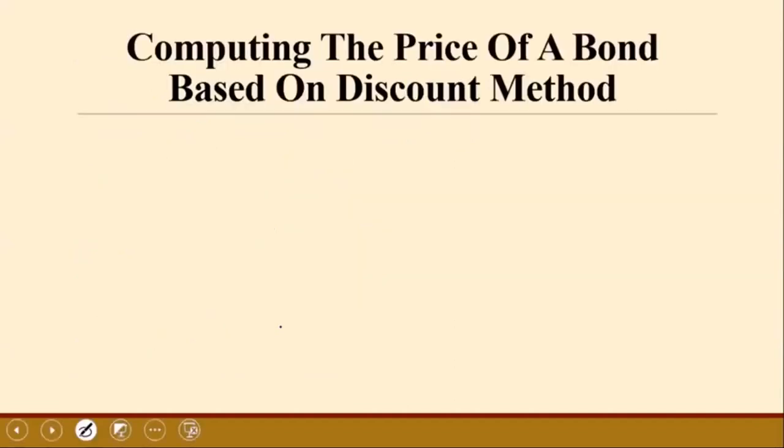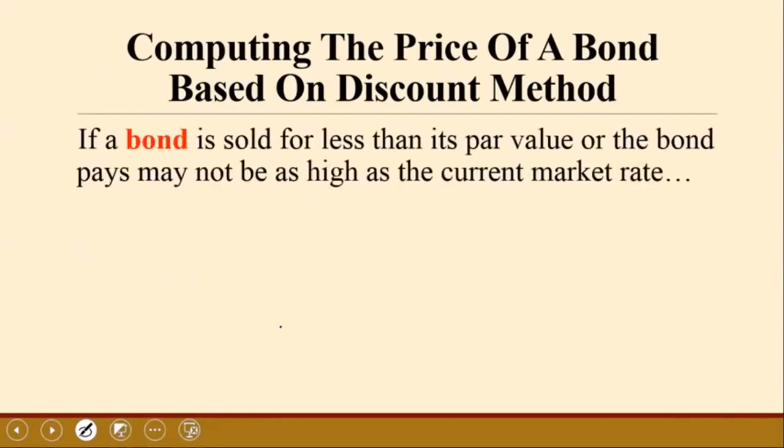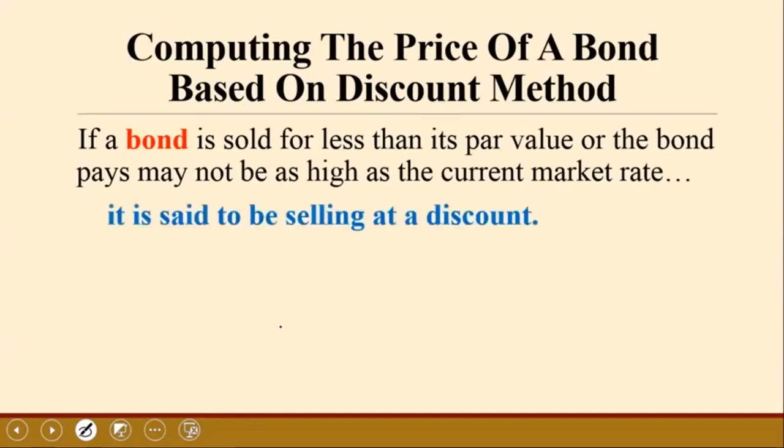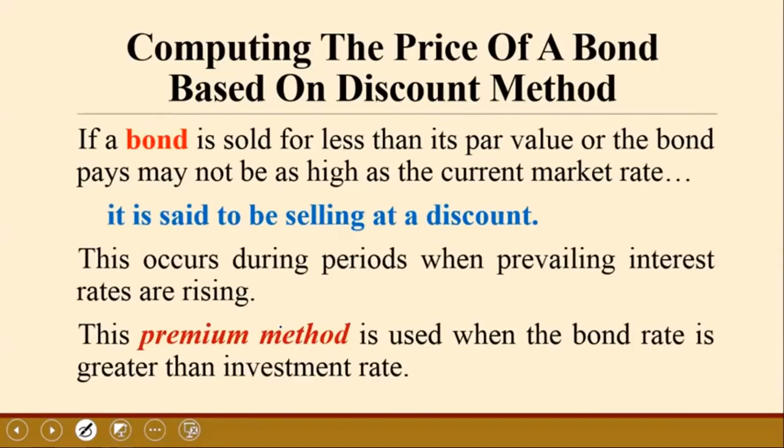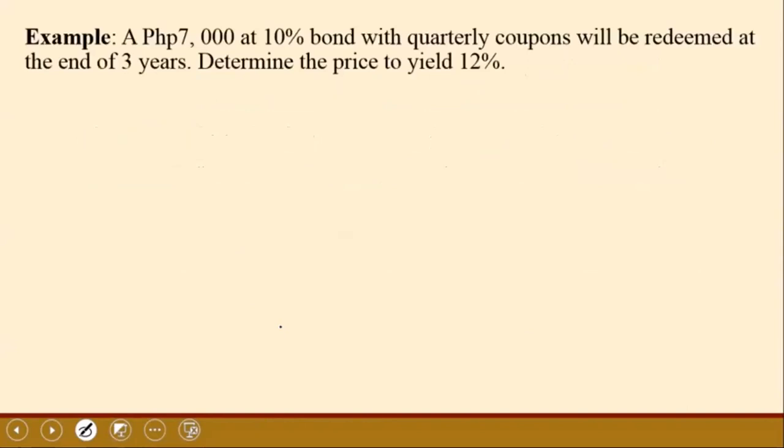Okay, and computing the price of a bond based on discount method. So if a bond is sold for less than its par value or the bond rate may not be as high as the current market, it is said to be selling at a discount. So this occurs during periods when prevailing interest rates are rising. So this discount method is used when the bond rate is greater than investment rate.